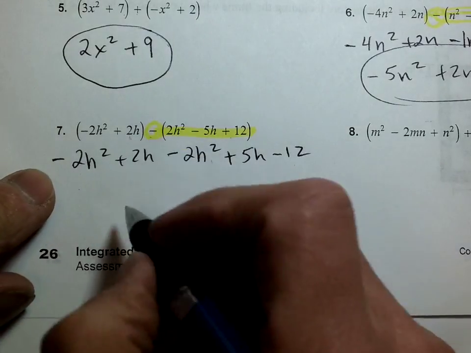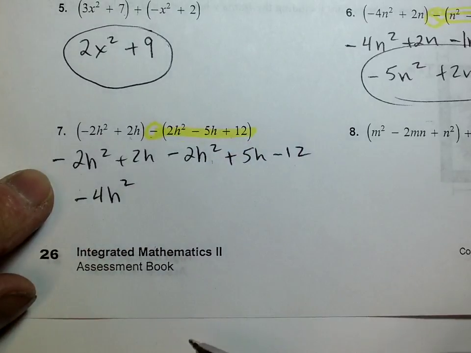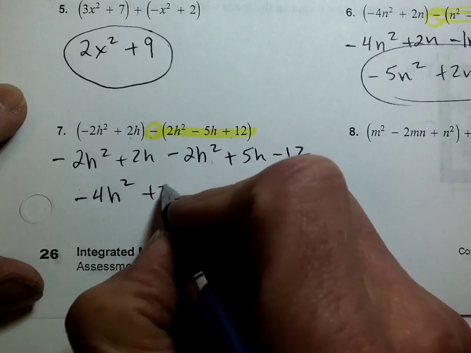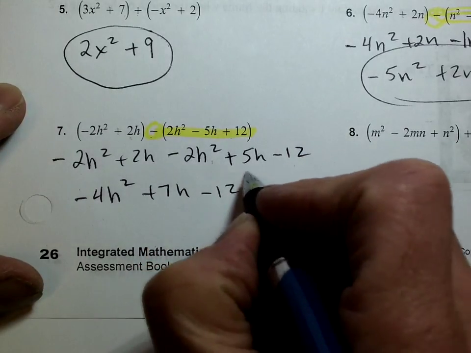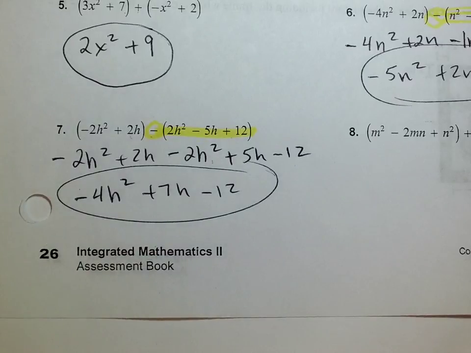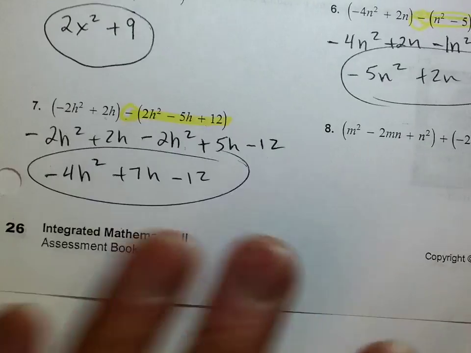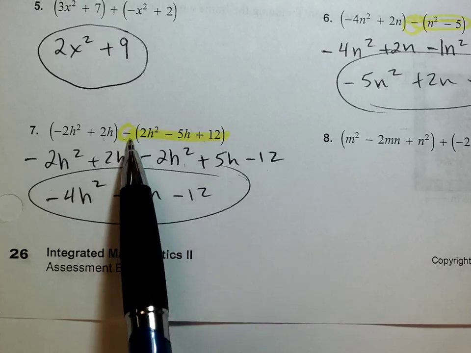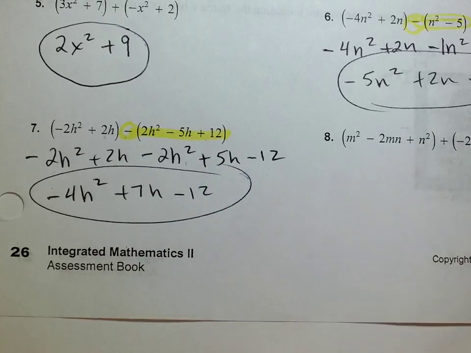Now let's combine. Negative 4h squared, okay? Positive 7h minus 12, okay? How am I doing? Great. Just be careful of the negative ones. You don't have to take my trick, but I really like to push the negative through first because then I don't make the mistakes on the double negatives, okay?